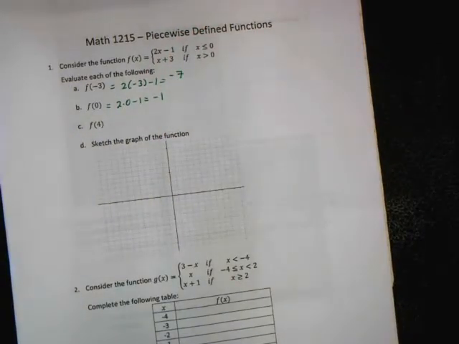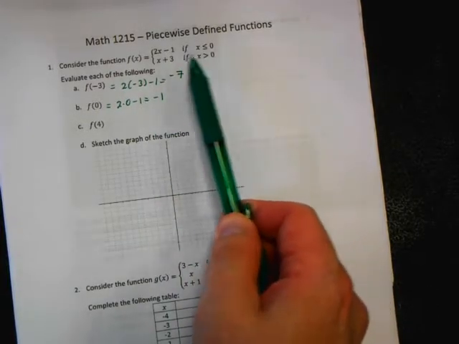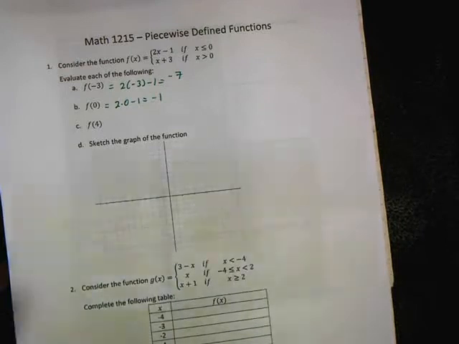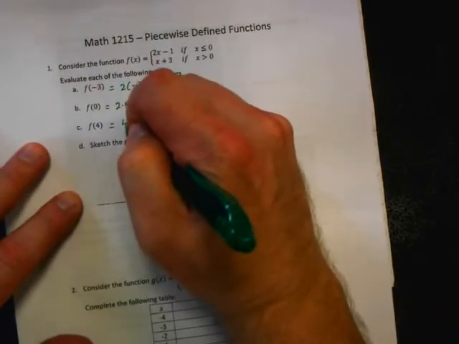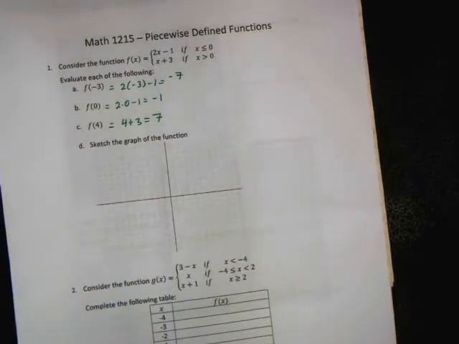Now I think f at 4 is different. Why is f at 4 different? I use the other rule, don't I? 4 is bigger than 0, so to plug 4 in, I use the bottom rule. So that's going to be 4 plus 3, which is 7. Questions on that so far?